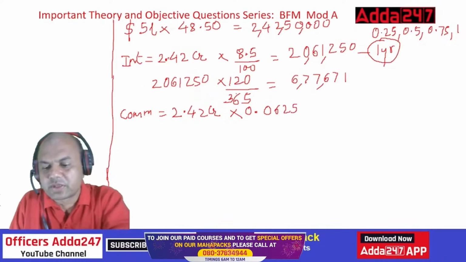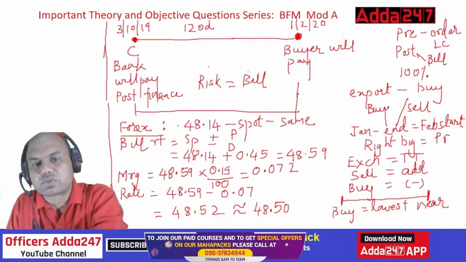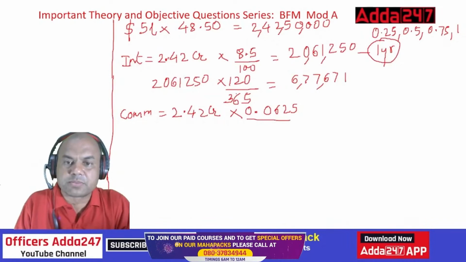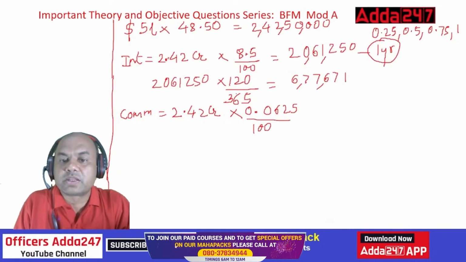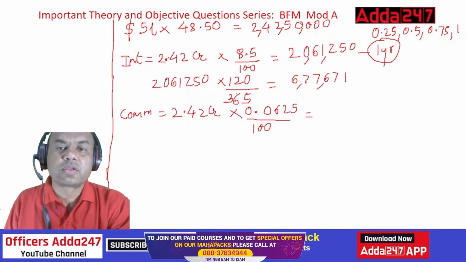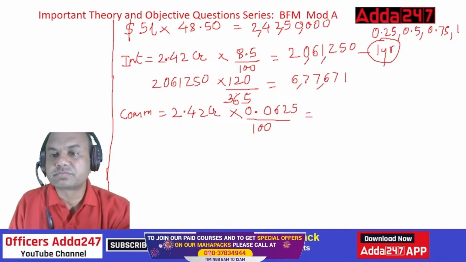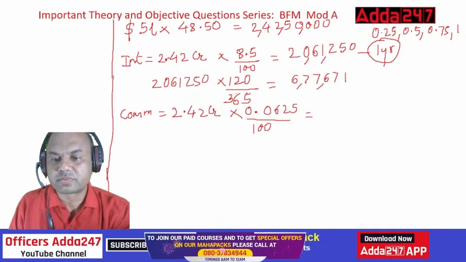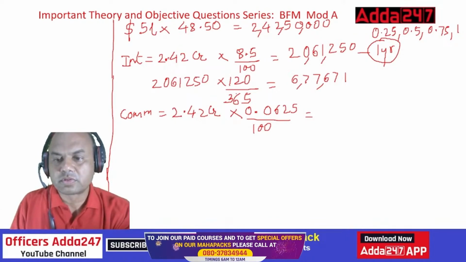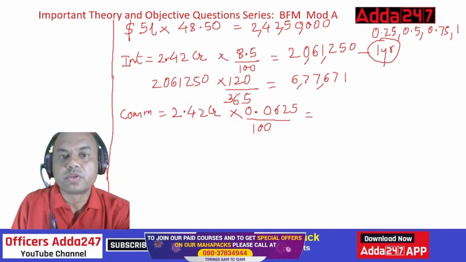0.0625, right? This was the commission. Yeah, 0.625 upon 100. Percent means upon 100. So what will be the answer now? Do it again. 242, let me do it myself also. 242, then 5 and 4 zeros. 1, 2, 3, 4. This much is my amount of finance.